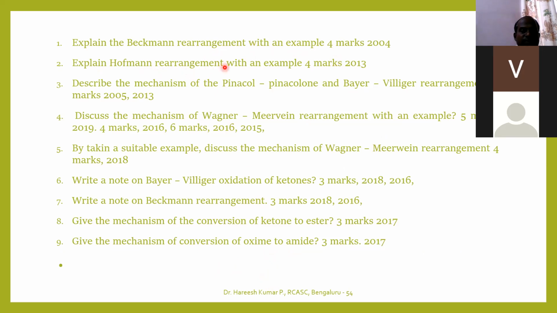Hofmann rearrangement means the conversion of an amide to an amine with the loss of one carbon atom. That is important. Here the Hofmann reagent is sodium hypobromite. How do you get sodium hypobromite? By the combination of sodium hydroxide and bromine. Sodium hypobromite is very unstable, and it is stable at 0 to 5 degrees temperature.